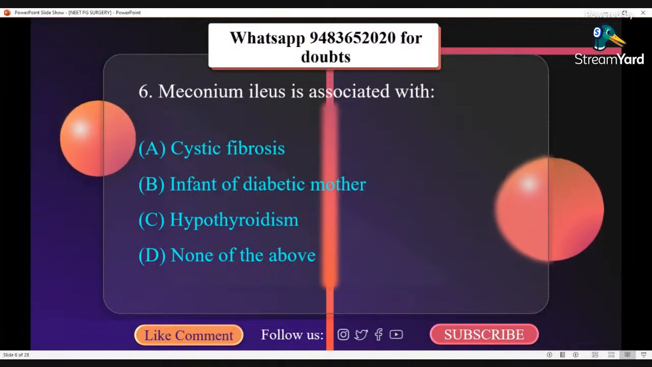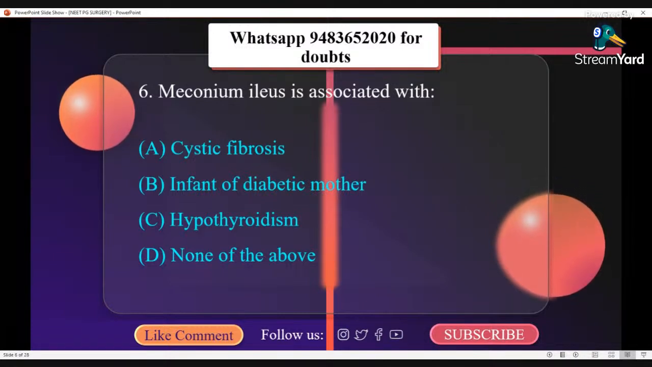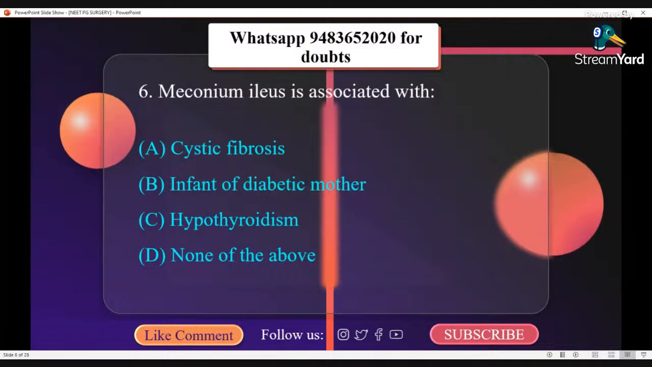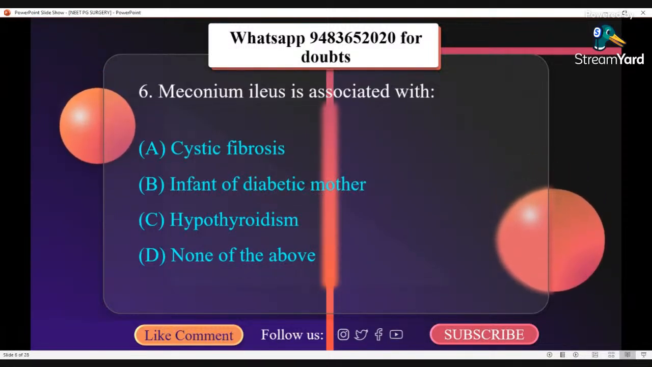Meconium ileus is associated with A. Cystic fibrosis, B. Infant of diabetic mother, C. Hypothyroidism, D. None of the above. Meconium ileus is associated with A. Cystic fibrosis. Now, cystic fibrosis is a very important topic.